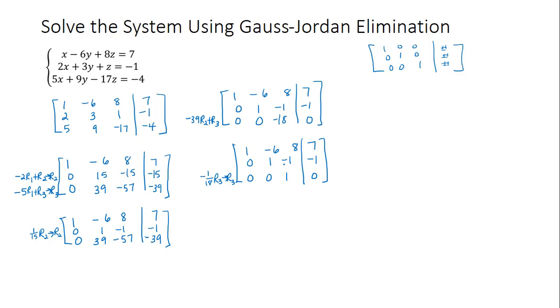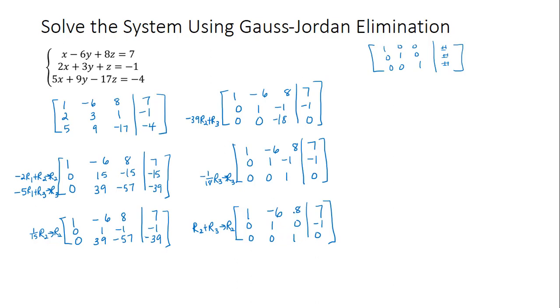I now want to get a 0 above the 1 in the third column. And so to add 1 to negative 1, I'm going to get 0. And so what I'll do at this point is I'll add row 2 and row 3 to get a new row 2. So 0 plus 0 is 0. 1 plus 0 is 1. Negative 1 plus 1 is 0. Negative 1 plus 0 is negative 1. And my last row stays 0, 0, 1, 0.